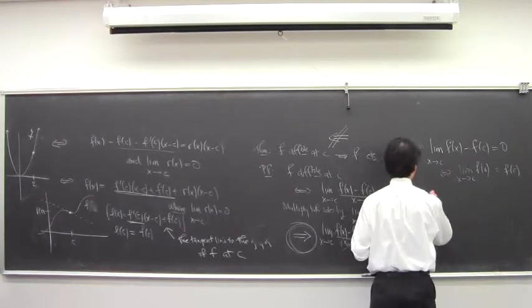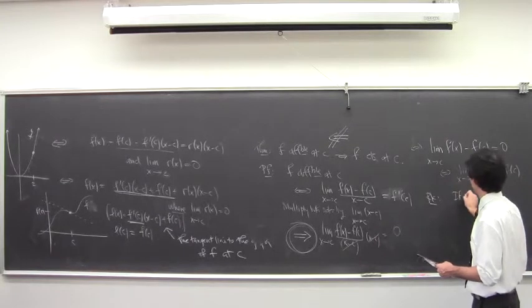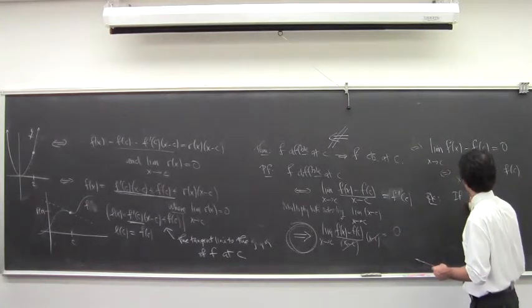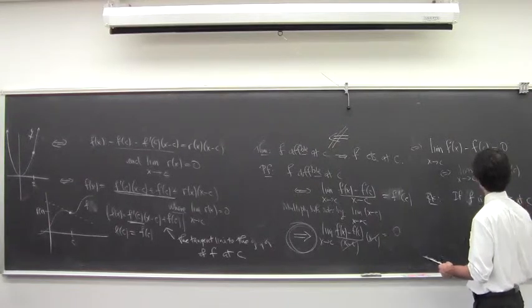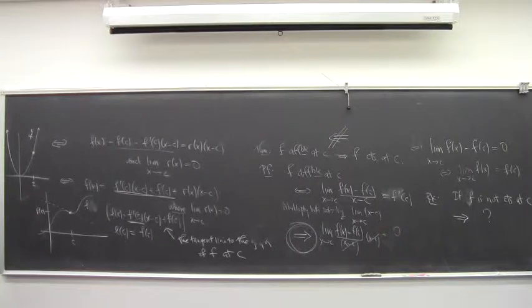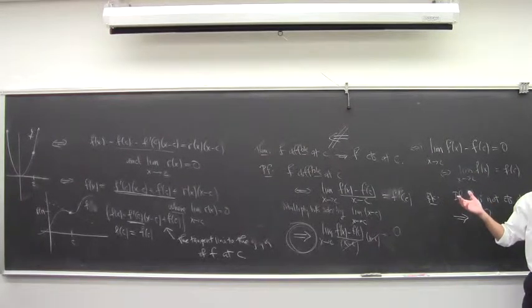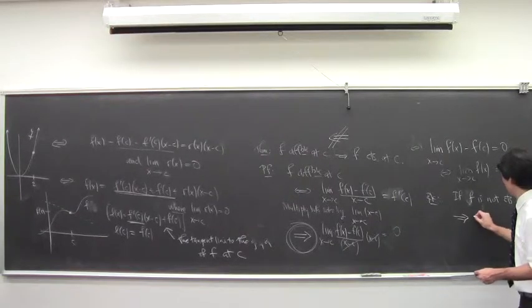Okay. So one comment. This also shows you that if f is not continuous at c, then what does this logically give you? Differentiable at c implies continuous at c. If you're not continuous at c, then you cannot be differentiable at c, right? So, not differentiable.